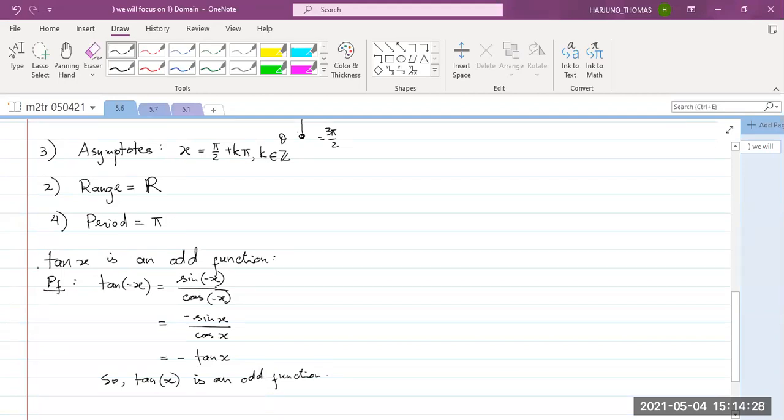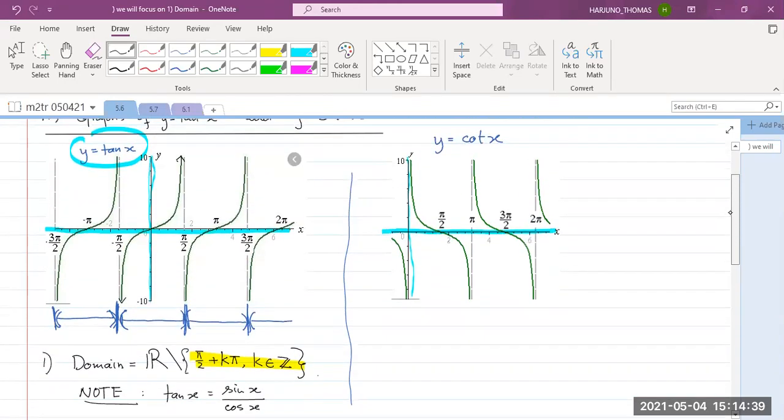Okay, to be more precise, y equals tangent x is an odd function. It means it has origin symmetry. Now, how about cotangent? Using exactly the same method, you can show that cotangent is also an odd function. Therefore, it is symmetric with respect to the origin. As you can see here, take this point on the graph of cotangent x; if you reflect it with respect to the origin, you will get something here. Likewise for this one.